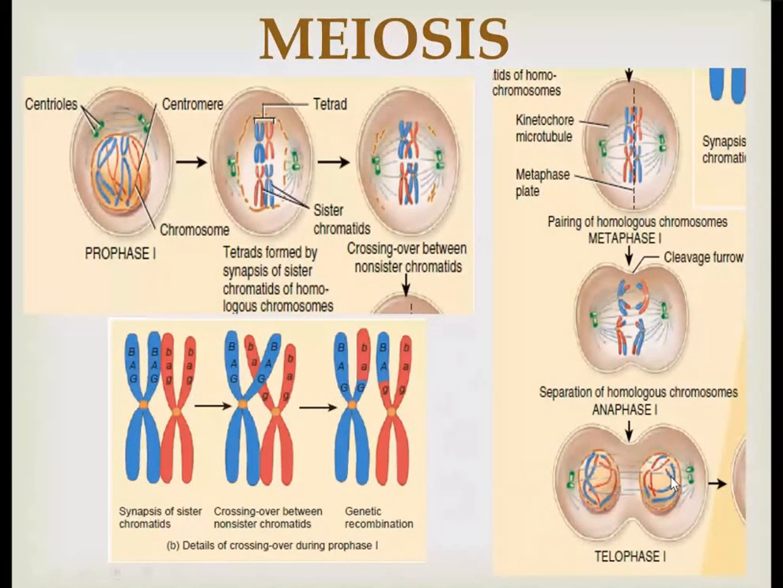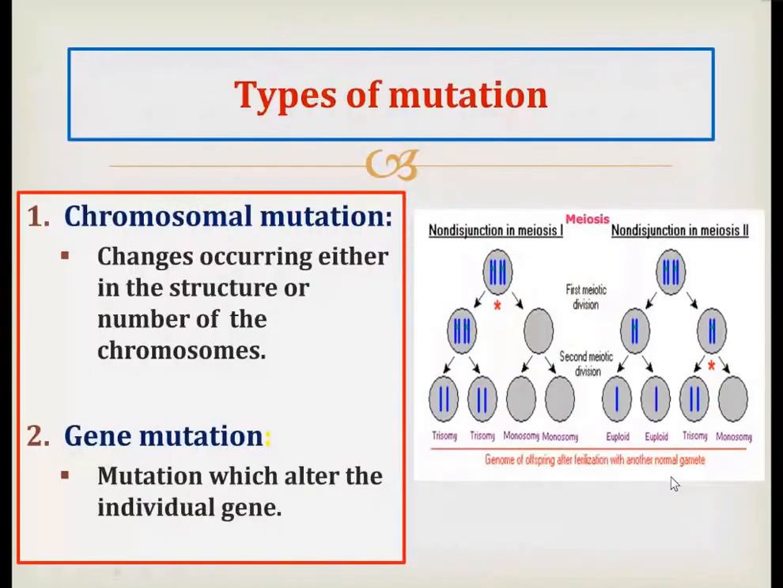That is known as a non-disjunction. This cell has to enter into this one, but what happened here? Both the chromosomes are entering into a single cell, whereas the other cell is lacking.